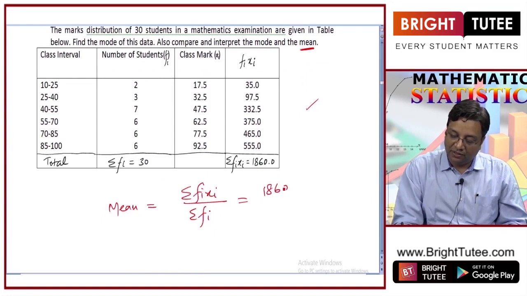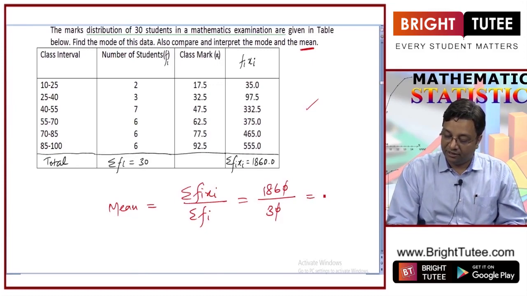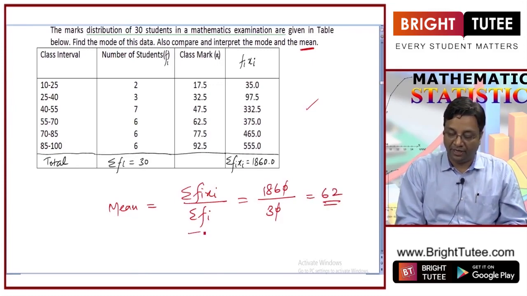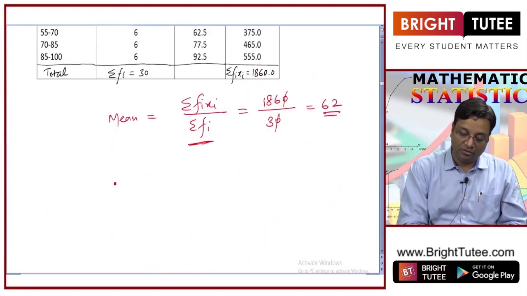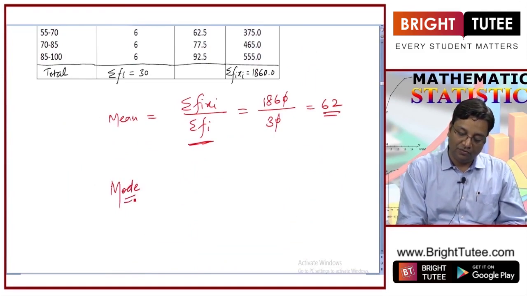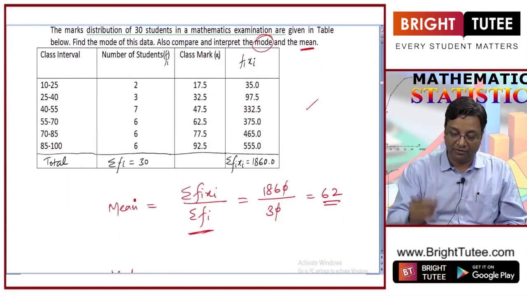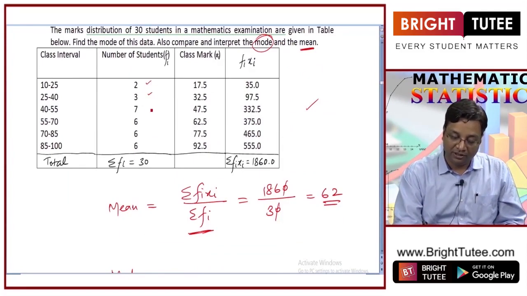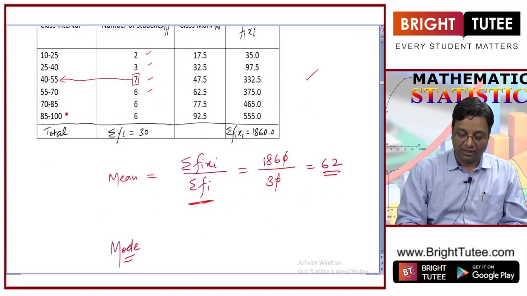So it is 1860 divided by 30, and this will be cancelled. So the mean is 62. I applied the direct method here. To calculate the mode, the first thing I need to look for is the modal class, the class having maximum frequency. So let us look at the frequencies. Which one is the maximum? 7 is the maximum frequency. So this is the modal class.